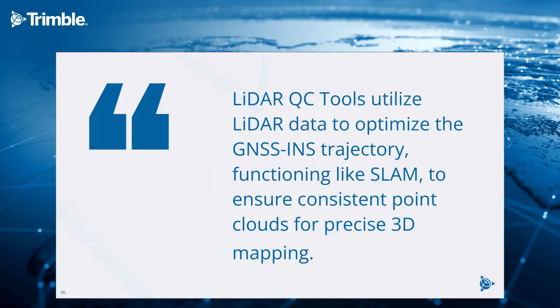Okay, let me get to the summary. LiDAR QC tools utilize LiDAR data to optimize the GNSS INS trajectory, functioning like a SLAM to ensure consistent point clouds for precise 3D mapping. So whether you use a low-grade surface scanner, so a 360-degree scanner, or a precise mapping scanner for LiDAR SLAM, doesn't really matter. You actually add more observations to the GNSS INS trajectory processing, which improves the trajectory quality and eventually the 3D point cloud for the mapping purposes.